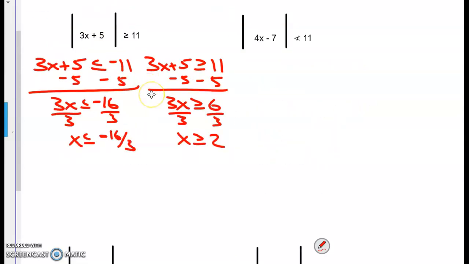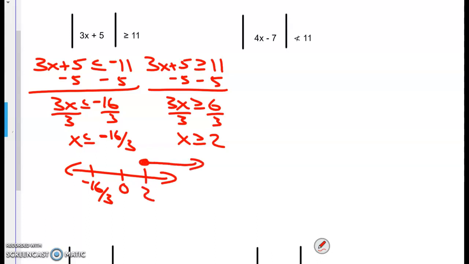Okay? Now, when I go to graph it, negative 16 over 3, 0, 2. The greater than or equal to, less than or equal to are closed dots. And greater than and less than will always go in opposite directions. My set notation indicates that as well.